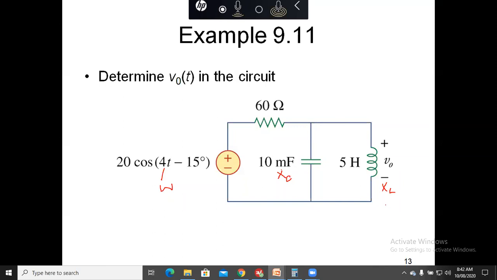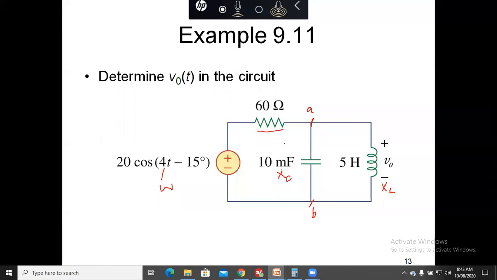Yes, sir. So for the equivalent impedance, XC and XL are in parallel. These two points are in parallel. So you take it as the parallel impedance, and after solving it, you sum up.